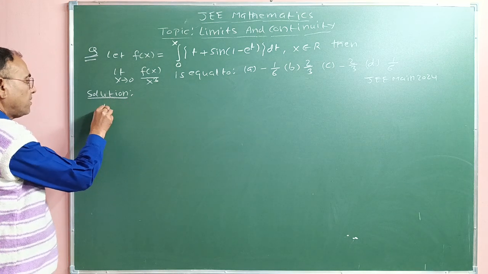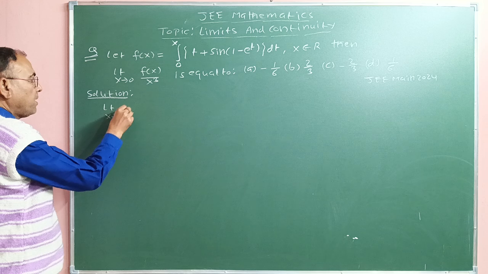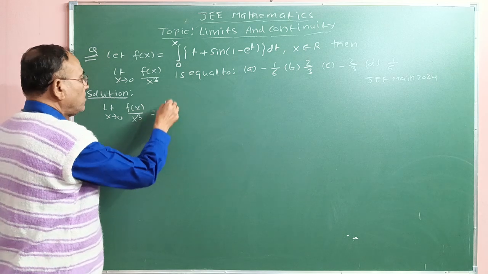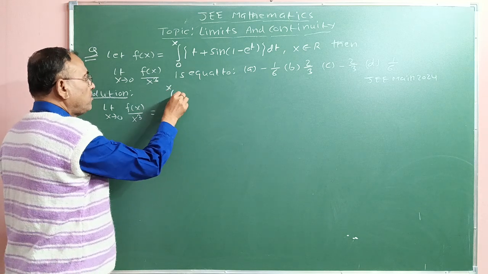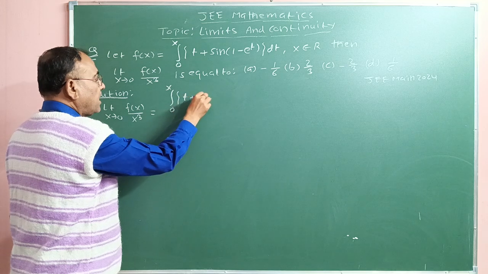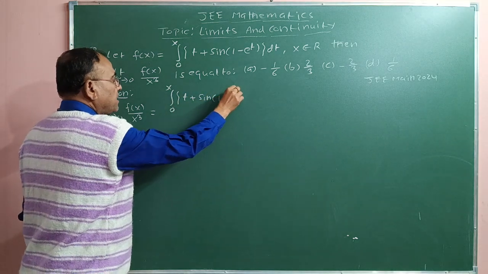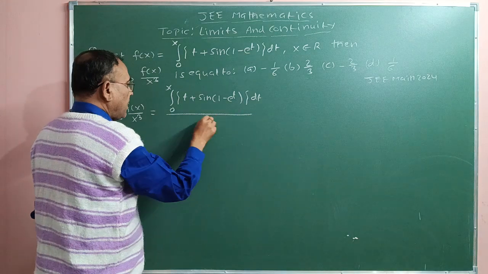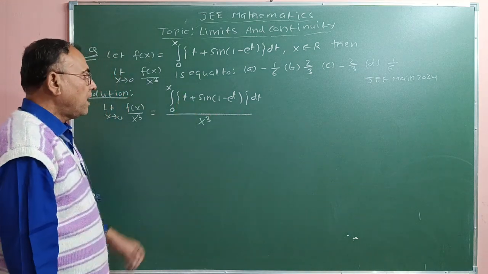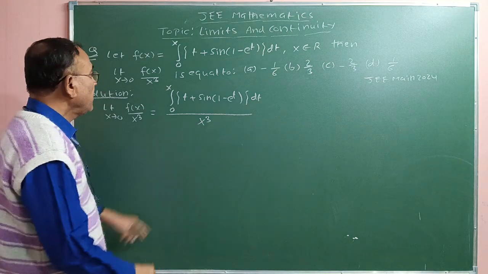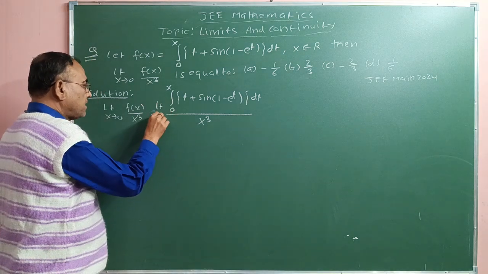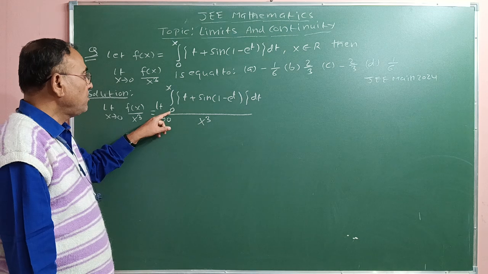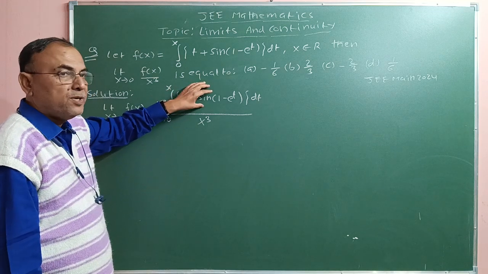Here limit x tends to 0 of f(x) upon x cube equals integral 0 to x of t plus sin(1 minus e^t) dt upon x cube. Now this is in the form of 0 by 0. Since limit x tends to 0, this integral will be 0 to 0, so the numerator will be equal to 0.